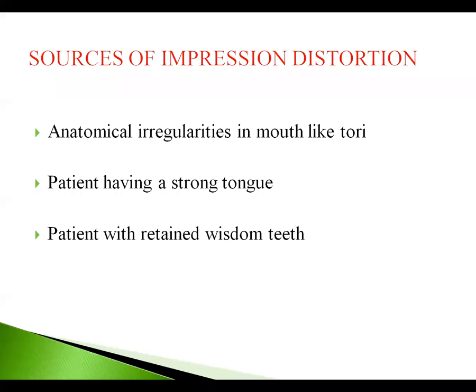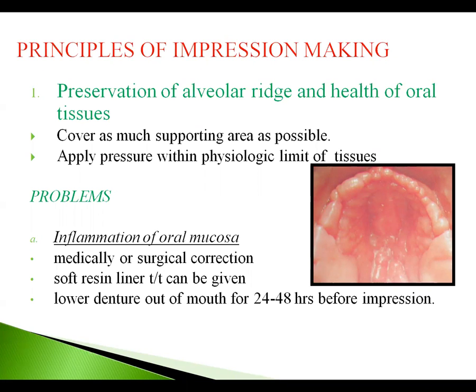The sources of impression distortion: anatomical irregularities in the mouth like tori, patient having a strong tongue, patient with retained wisdom teeth. These are the sources of impression distortion. Now coming to principles of impression making. There are the preservation of the alveolar ridge and the health of the oral tissues, then cover as much supporting area as possible, and apply pressure within the physiological limit of the tissues.